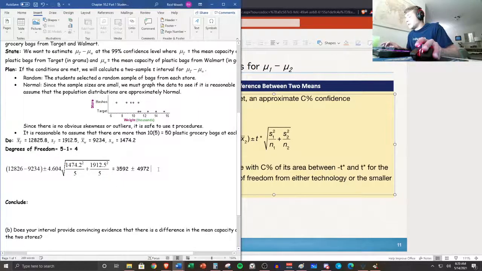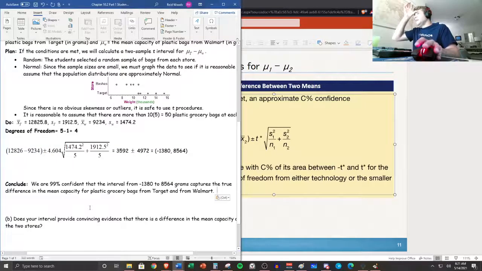Okay. There's that value there. That's what we're looking at. Okay. So that's when we make our conclusion here, this is what we say about these confidence intervals. There is 99% confident that the interval from negative 1380 to 8,564 grams captures the true difference in the mean capacity for plastic bags from Target and from Walmart. So this is a pretty big interval. It's a wide range here because it's 99% confident it is going to be wide.